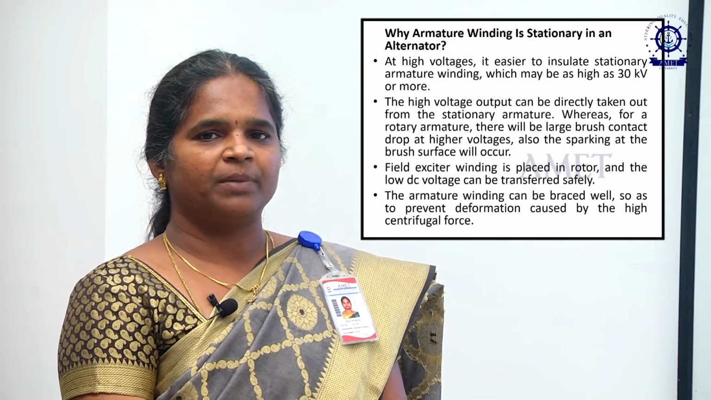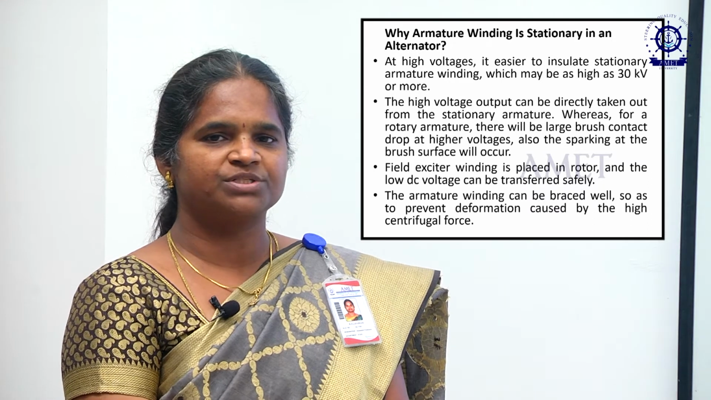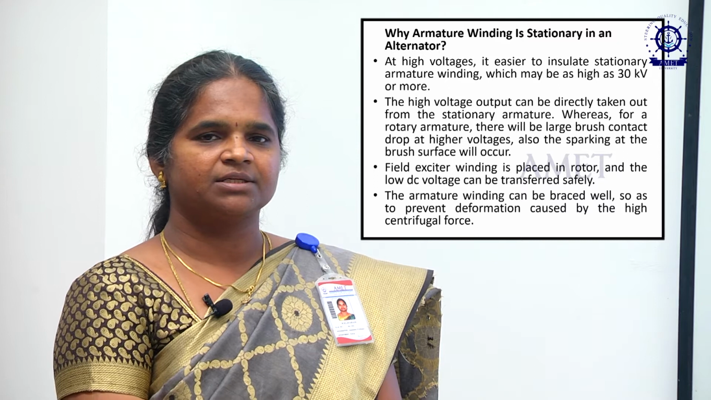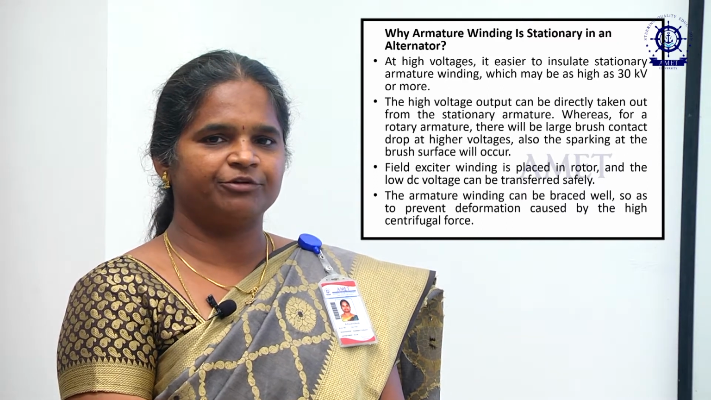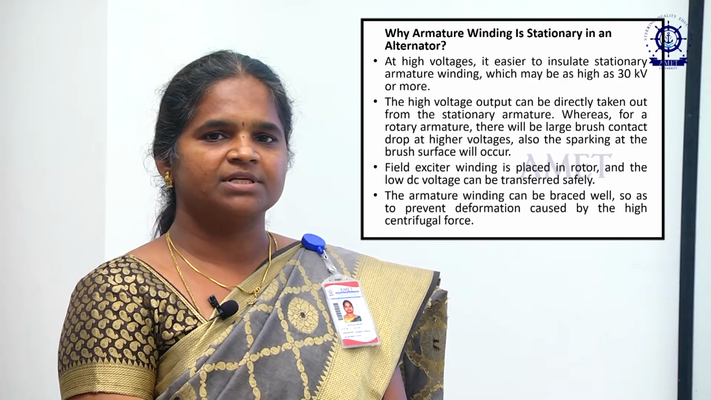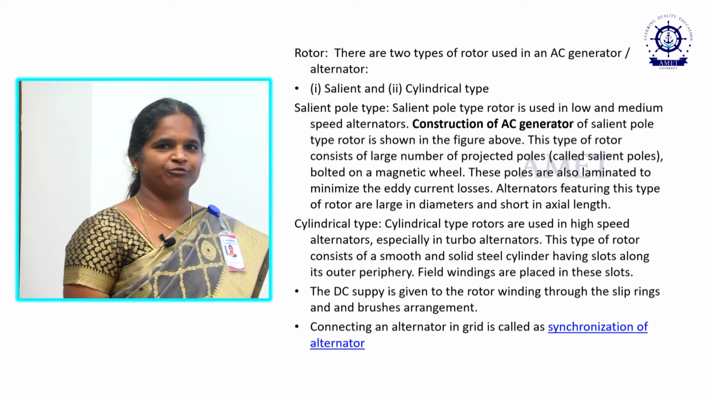Also, by having this stationary armature outside, we can eliminate the use of brushes and commutators. And the high centrifugal forces are avoided, and it is very easy to insulate. These are the advantages of having a stationary armature. This alternator has two types of rotor.